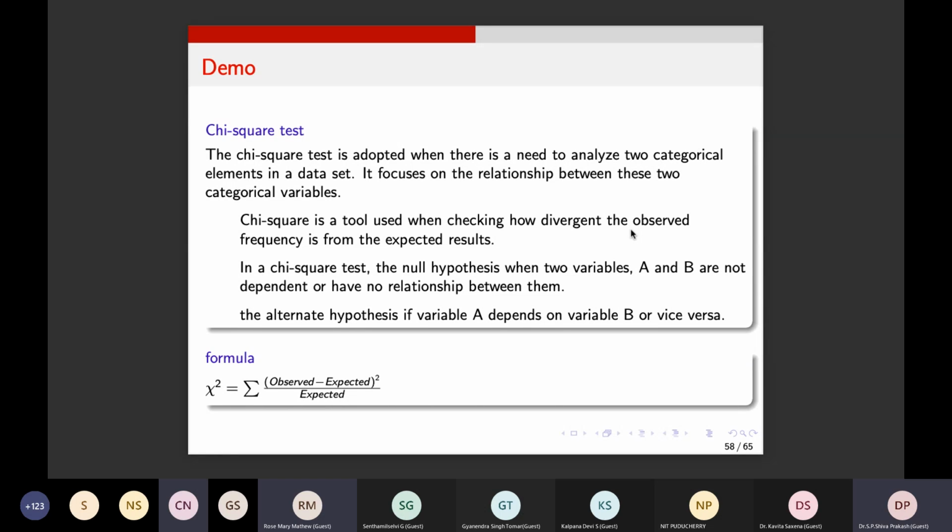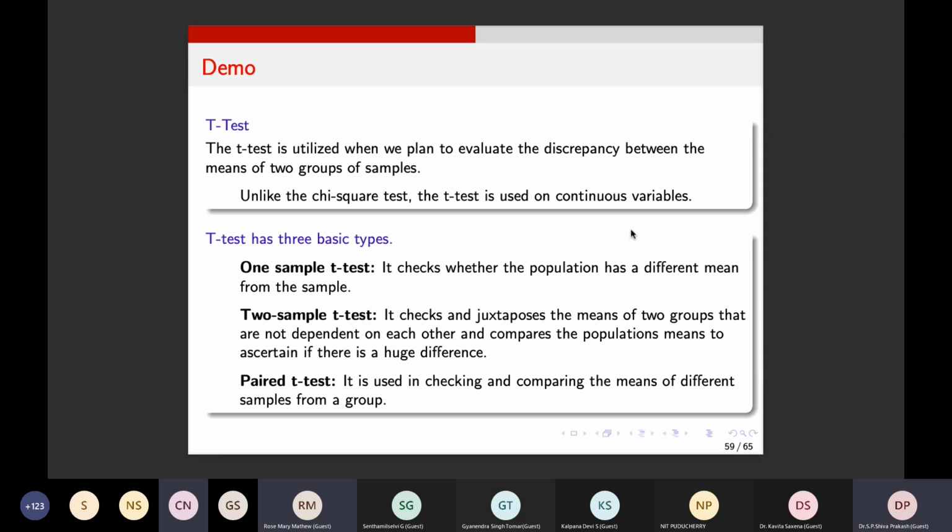Okay. The t-test is utilized when we plan to evaluate the discrepancy between the means of two groups of samples. I have a set of two groups and I try to evaluate the discrepancy. Then we can go with the t-test, right? The t-test is used for continuous variables, right? It has three basic types: the one sample t-test, the two sample t-test, and the paired t-test.